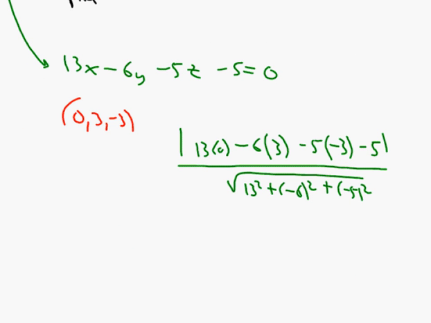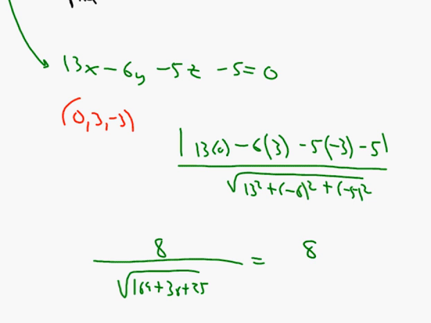We get negative 18 on top, plus 15 is negative 3, right? Minus 5 is negative 8. Absolute value is 8. I'm going to have the square root of 169 plus 36 plus 25. So this turns out to be 8 over the square root of 230. All right. So there you go.